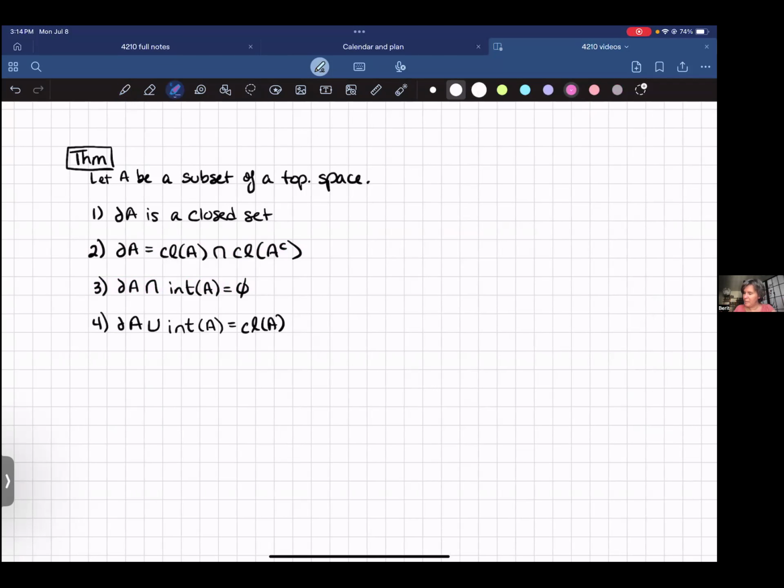Next, we have the statement that the boundary union the interior is equal to the closure. This is because the interior of A is a subset of the closure of A, and the boundary is what you get when you take the interior points away. So if you add the interior points back in, you get the closure.